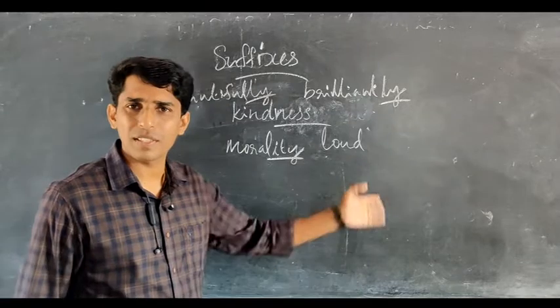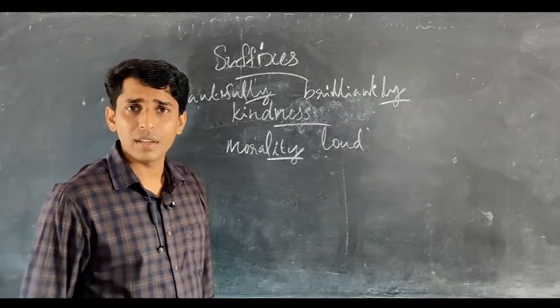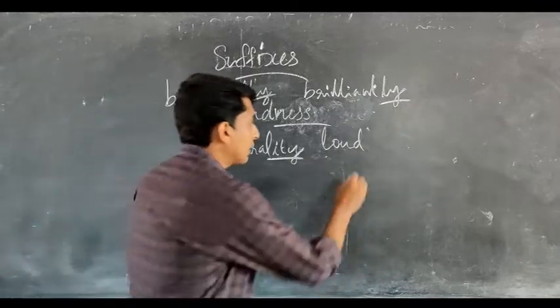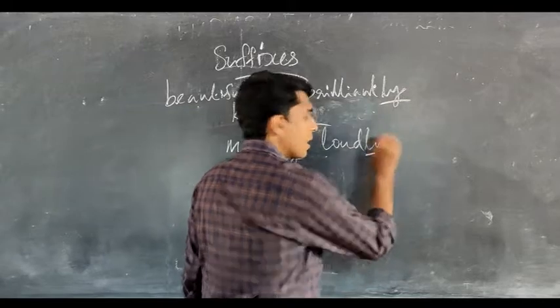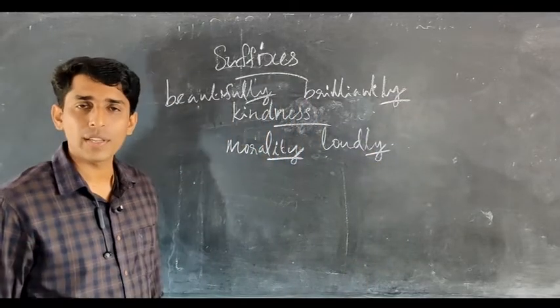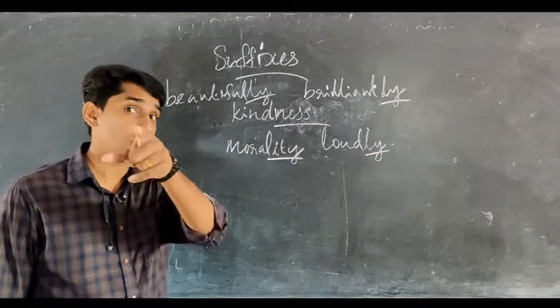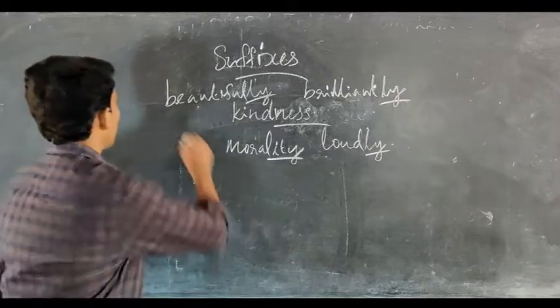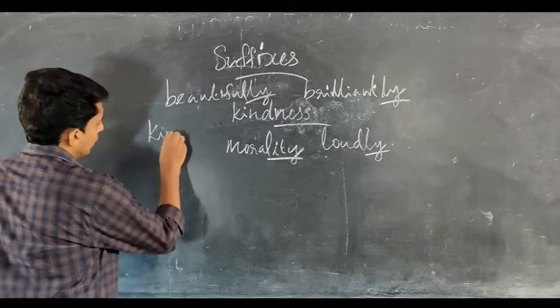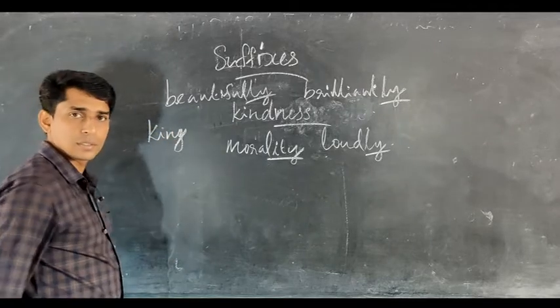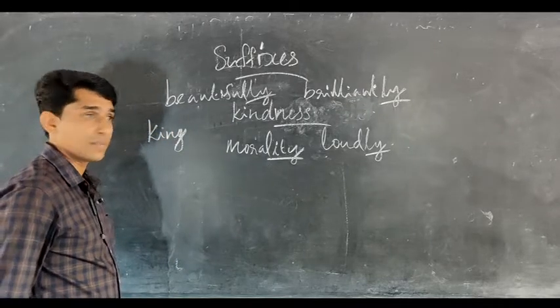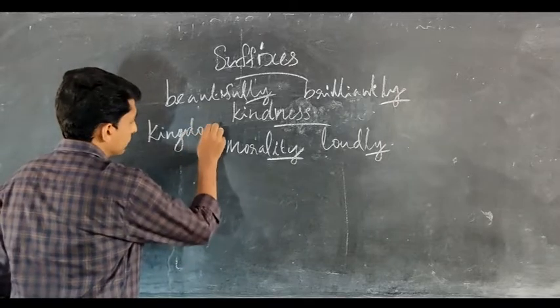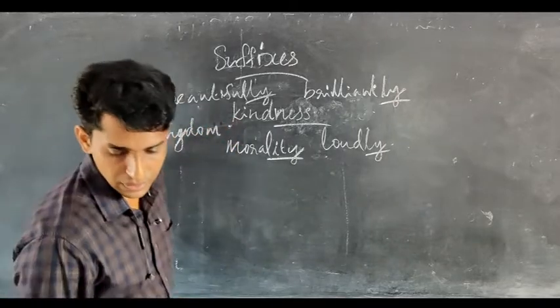What is the suffix that can be added with this? Loudly. Ly. Loudly. Okay. Loudness also is there. How to check what is the another one? King. King. What suffix can be added? Kingdom. Okay, that is given here.